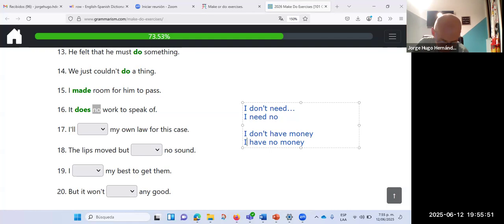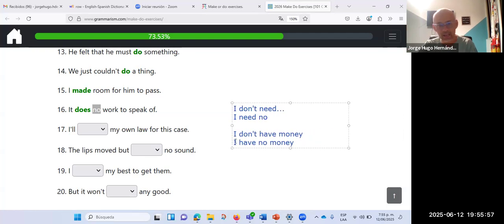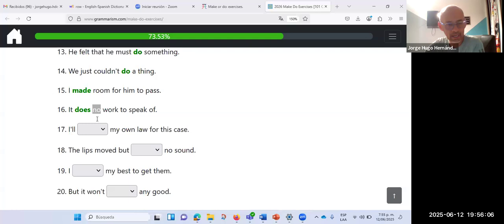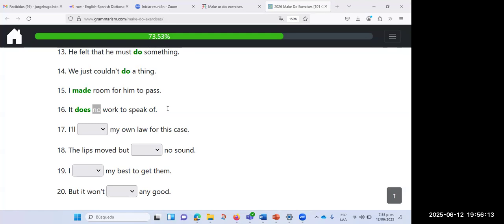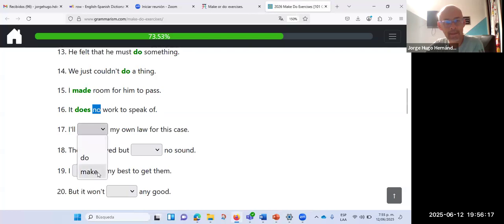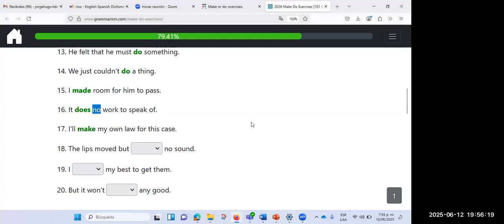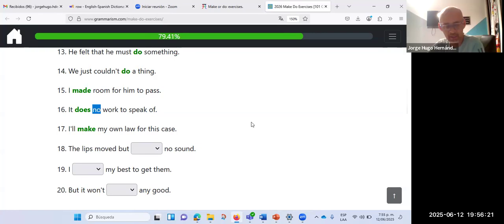But as I said, I don't have money is quite formal. And this is informal, no? I have no money. But both of them are correct. Okay, let's continue then. We are about to finish. Santiago, number 17. I'll make my own law for this case. Okay.